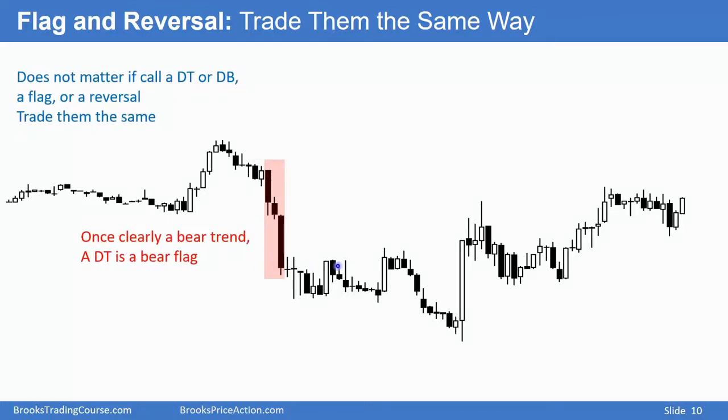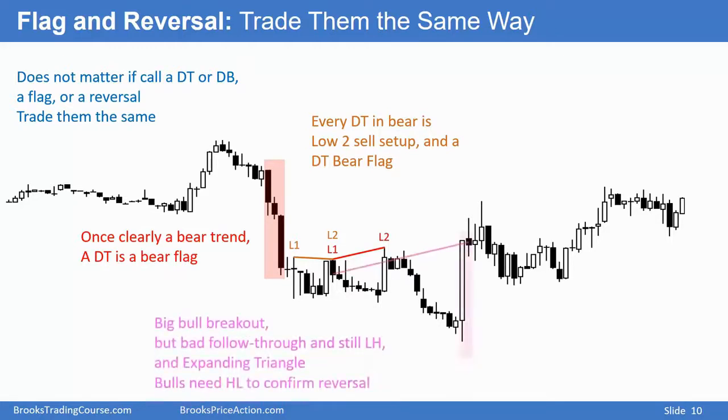Once it's a clear bear trend and there's a double top bear flag, you're looking to sell. Low 1, low 2, double top bear flag. Every double top in a bear trend is a low 2 sell setup, and therefore an opportunity to get short. Enter on a stop below the prior bar, betting on resumption down.